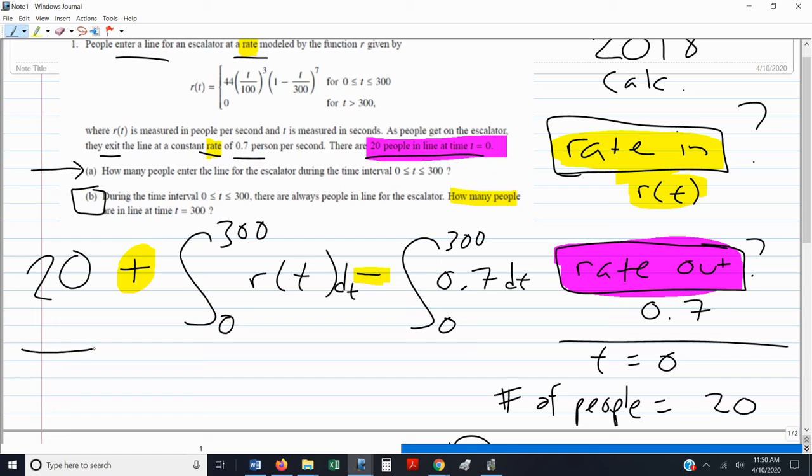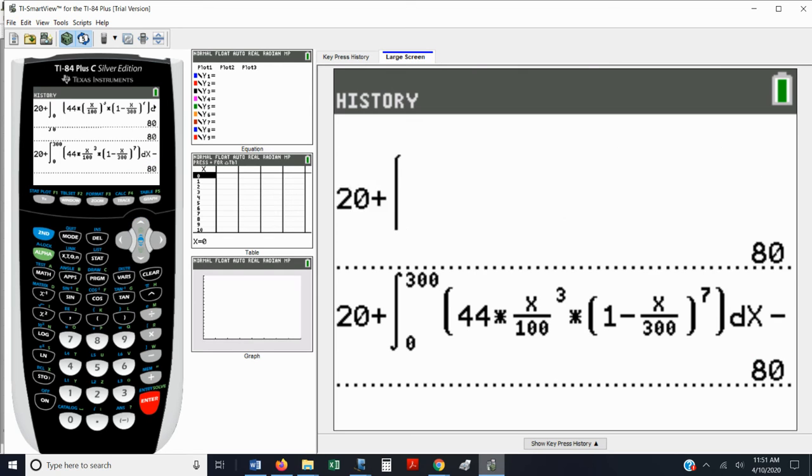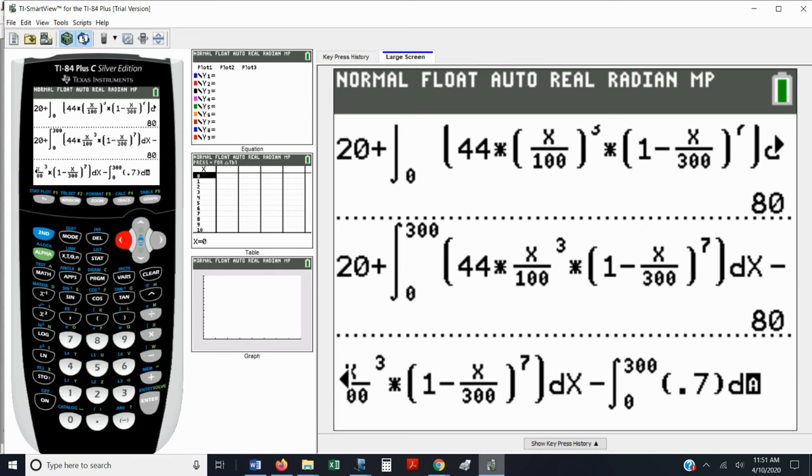You have 20 people in line at the beginning. You're adding the people that are coming in, and you're getting that by taking the rate they're coming in and taking the antiderivative to get the total number of people that are getting in line. The minus sign, the number of people that are leaving, taking the rate that they're leaving and getting the antiderivative to just get the total number of people that have left. And this is the calculator section. So I do have this typed in already, and I'm going to go hit enter and show you this.